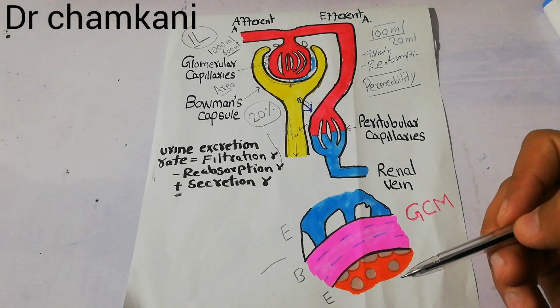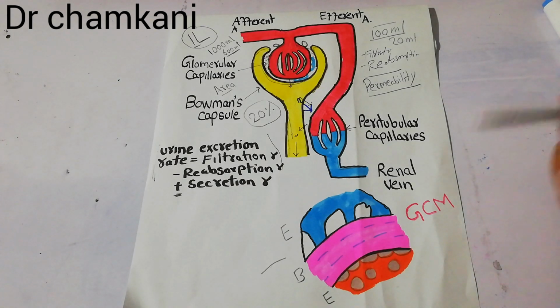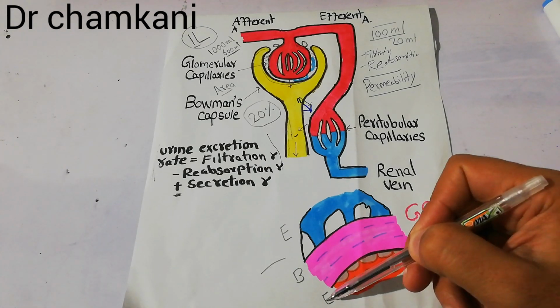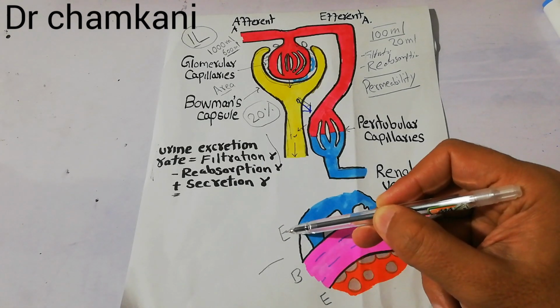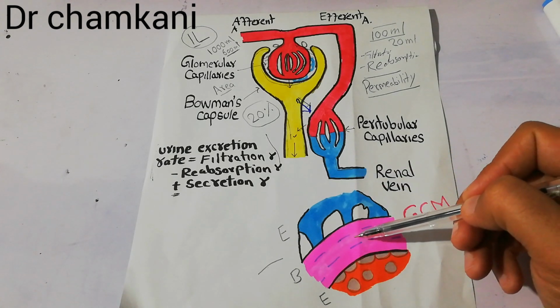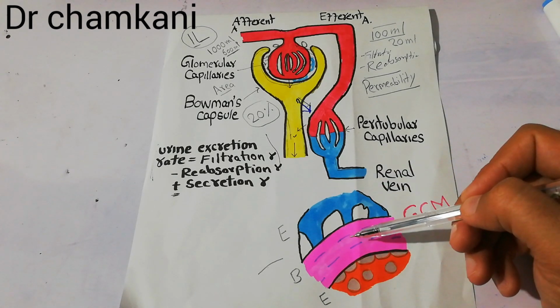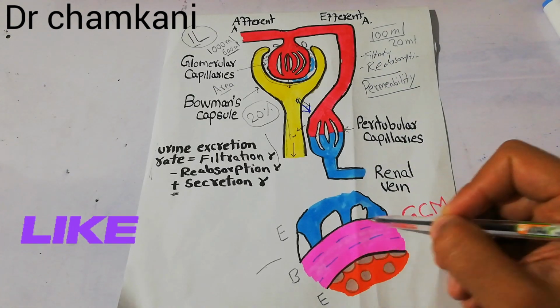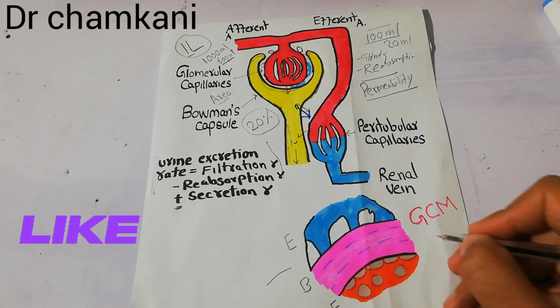The proteins also have negative charge, so they repel each other. Now the second layer of the glomerular capillary membrane is the basement membrane: endothelium, basement membrane, and epithelium. The basement membrane is made of proteoglycans and collagen fibers. Collagen fibers and proteoglycans also have negative charge.